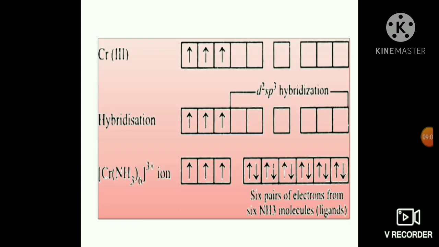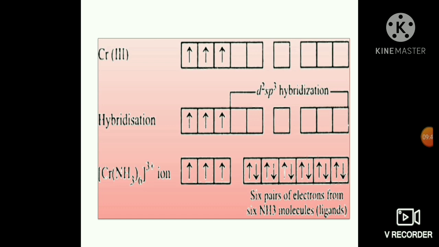Coming to the Cr3+ configuration, chromium has lost 3 electrons. So 2 d orbitals, 1 s orbital and 3 p orbitals are seen empty. Now since the 2 3d, 1 4s and 3 4p orbitals are all of nearly equal energy, they are to be used for metal-ligand bonding, that is, for accommodating the 6 ligand molecules. They undergo hybridization and give rise to d2sp3 hybrid orbitals of equal energies.